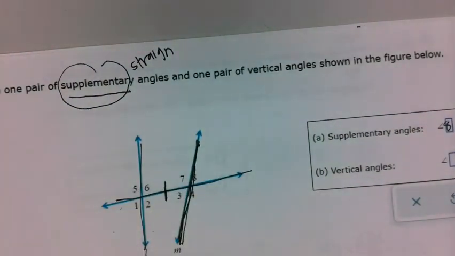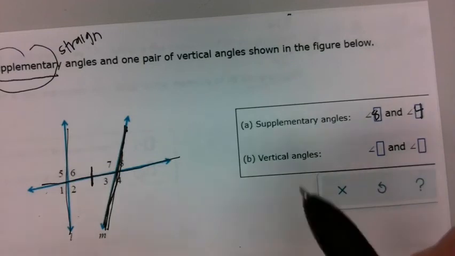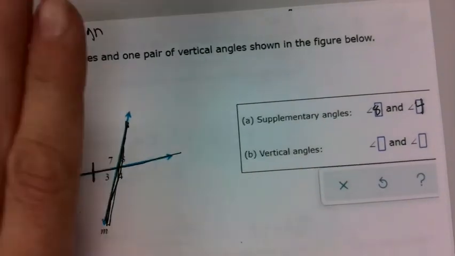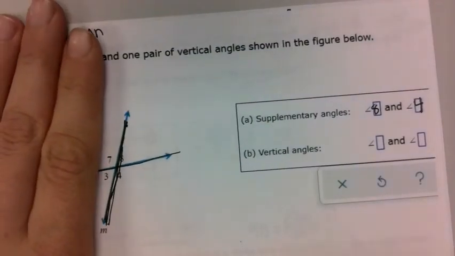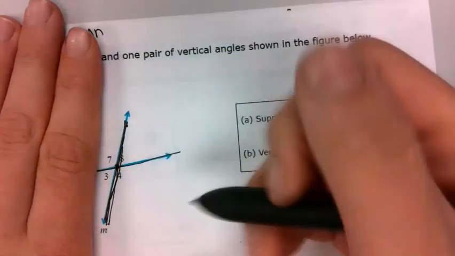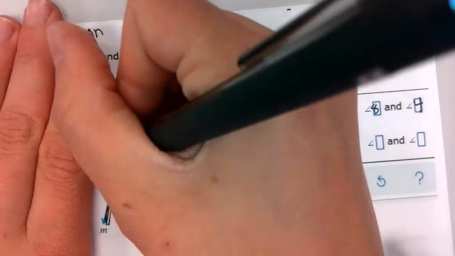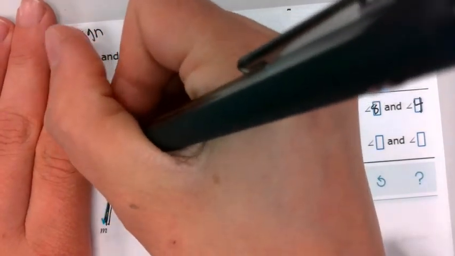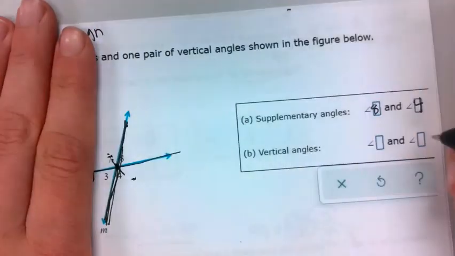And remember, my vertical angles are the angles that meet at that vertex and only that vertex. And if I were to fold it on that vertex, they would be congruent, they'd line up. So remember, we're just looking at an intersection. So let's eliminate one intersection. If I were to fold on that vertex, which ones would line up on each other? So 7 and 4 meet only at that vertex. They're across from each other.